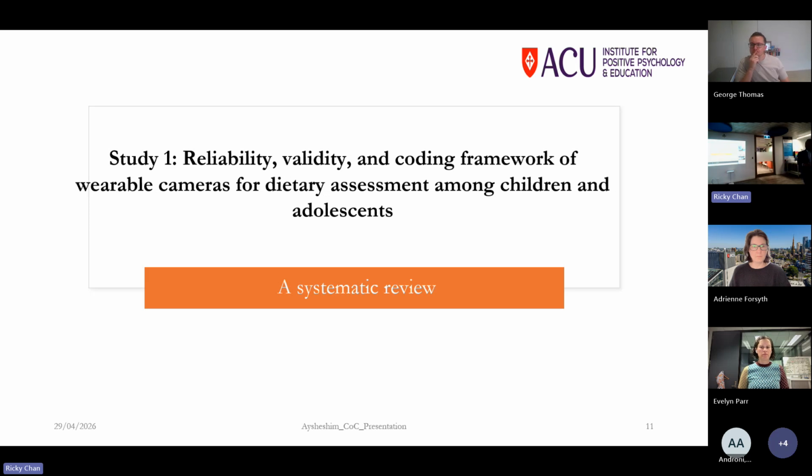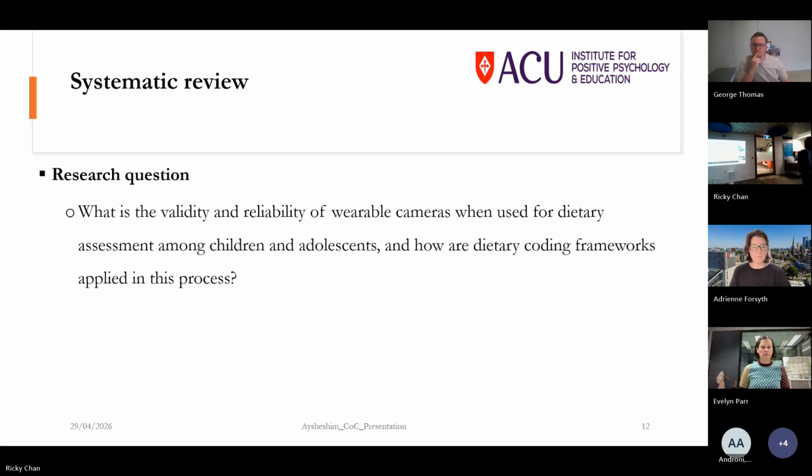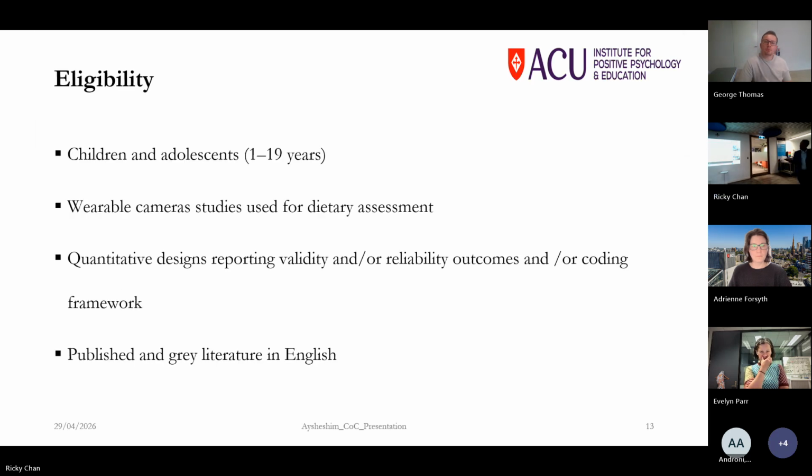So coming to study one, it focuses on a systematic review of validity, reliability, and coding frameworks. This study answers what the existing validity and reliability are among children for dietary assessment, especially using wearable cameras, and what the existing evidence on coding frameworks is and what approach will be followed. We follow different eligibility criteria to answer this research question.